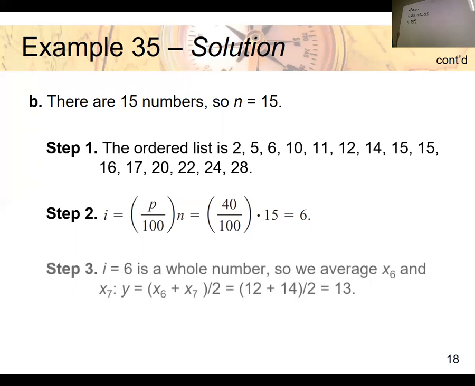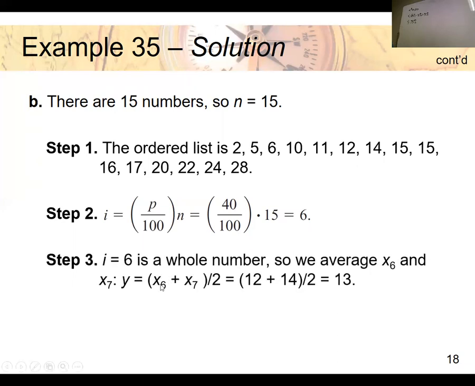So not only do we need to look at the data value that's in the 6th position, we have to look at the data value that's in the 7th position and take the average of those two, okay? Because it's a whole number, we take the 6th number and the next number after it. So here, if you look at this ordered list, we got the 12, that's your 6th number in this data set. And then the 7th number in this data set is 14. So we add 12 and 14 together and take the average of it, divide by 2. That would give you 13.